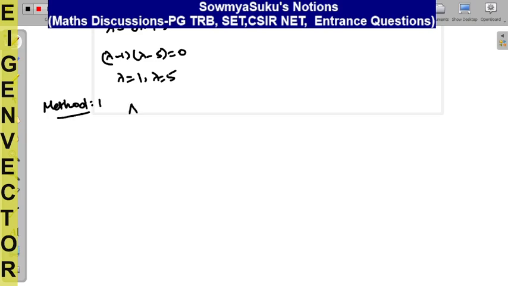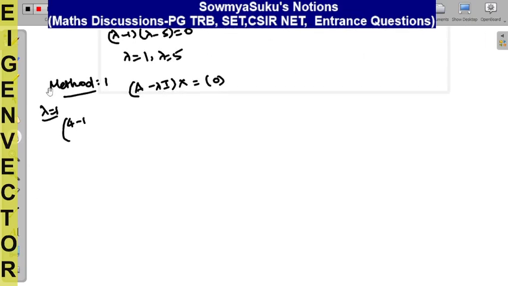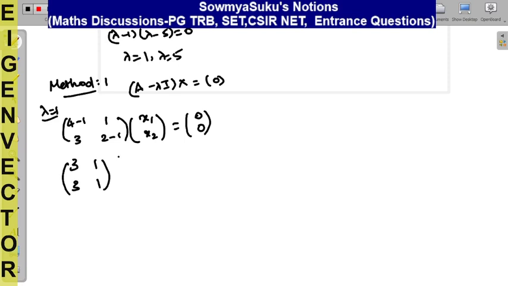In method 1, I am using A minus lambda I times x equals 0. Here A is the matrix 4, 1, 3, 2. I am taking lambda equal to 1. So the matrix 4, 1, 3, 2 minus lambda I, times x1, x2, equals 0, 0. That gives 4 minus 1, 1, 3, 2 minus 1, times x1, x2, equals 0, 0.